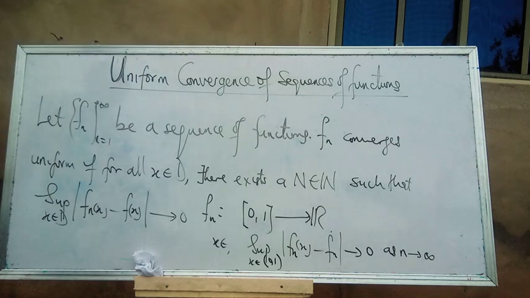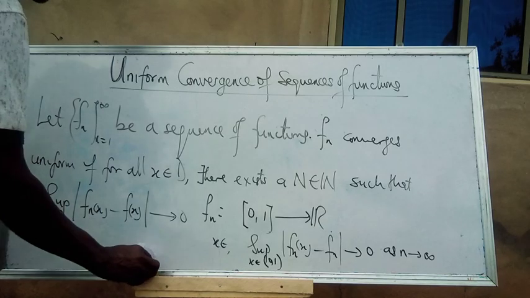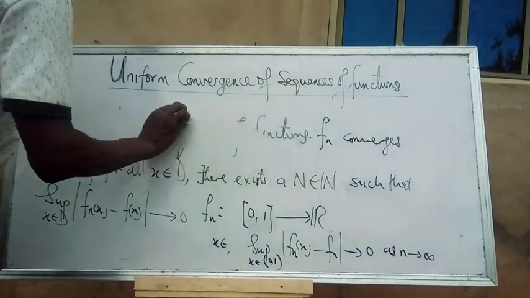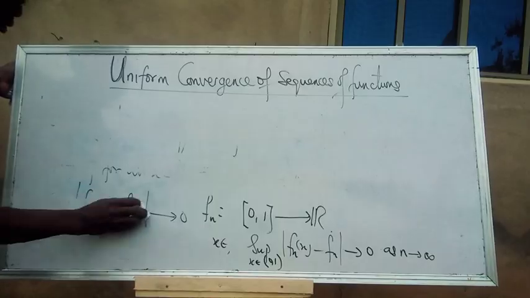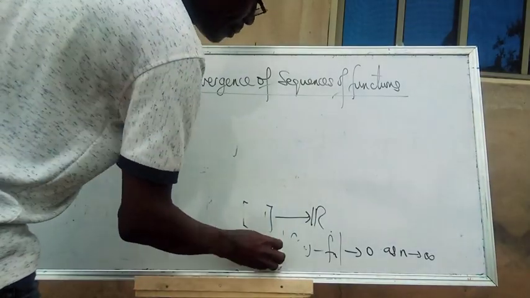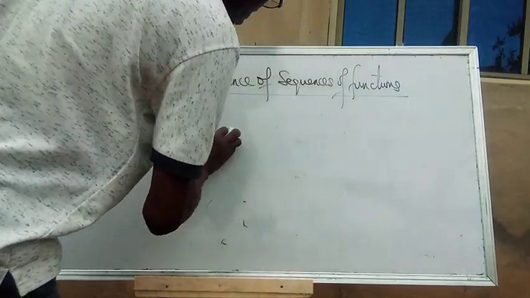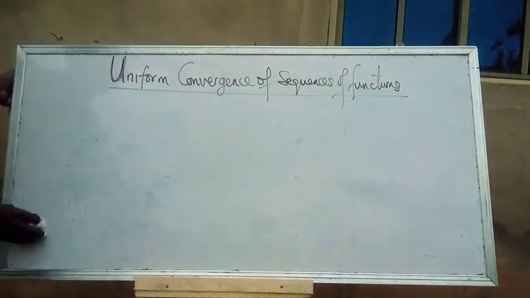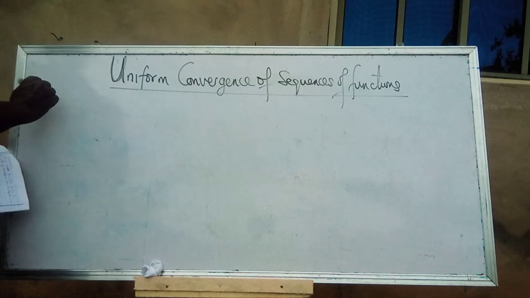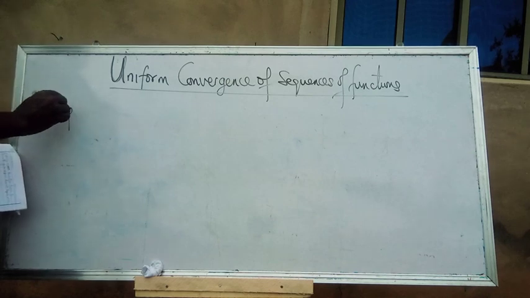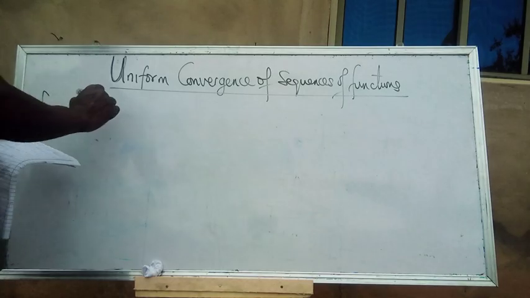So let's illustrate this definition with a simple example. I hope you are listening. I hope you can now see the difference between uniform convergence and pointwise convergence. Now, example 1. Let's look at this example.